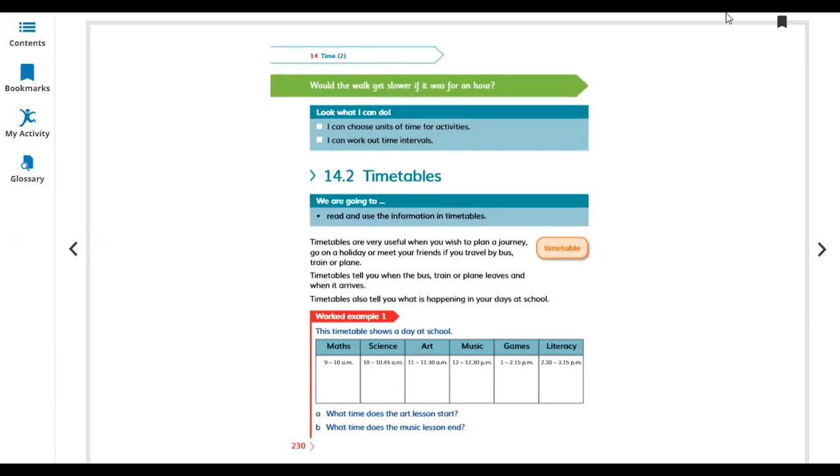Hello everyone, today I'm starting unit 14, lesson 14.2 for the math learner book for grade 3, page number 230. Let's start timetables.